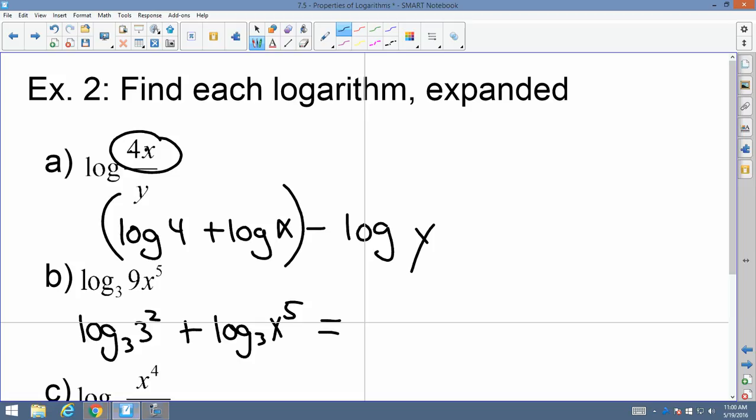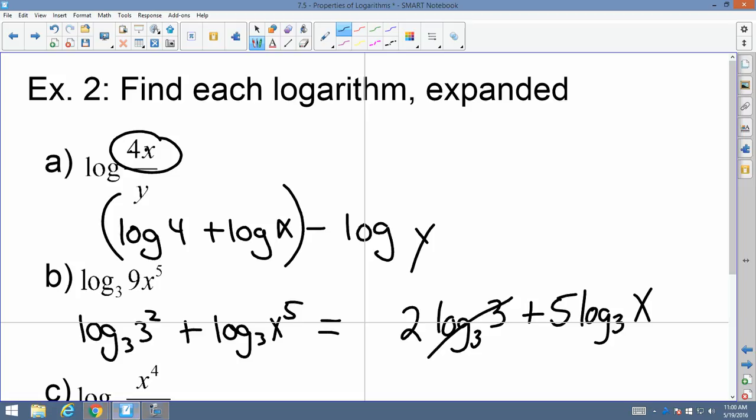So for the first one, sir, you got it or you don't got it? Okay, this is my last chance, guys. If he doesn't have it, we're done. 2 log base 3 of 3 plus 5 log base 3 of x. Clean it up. Bam. 2 plus 5 log base 3 of x.